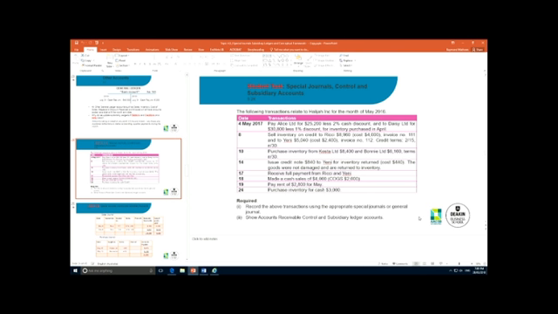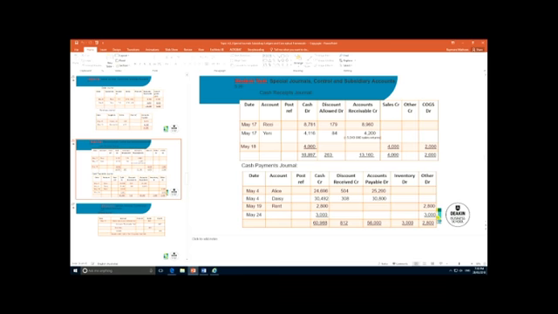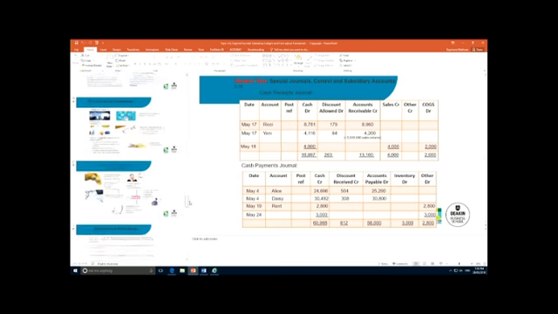Right, so the question only asked us to do the accounts receivable control account and subsidiary ledger, but obviously in practice we would also do one for the accounts payable or the creditors, because these two ones here, we made purchases for, and then subsequently we received payments from them, and they would need to be also taken into consideration.